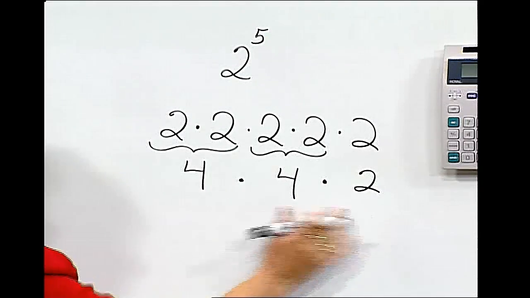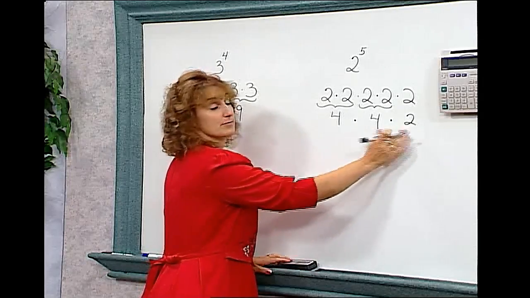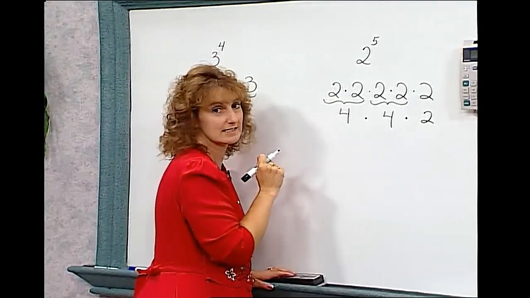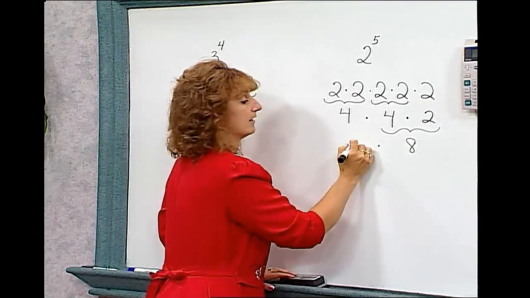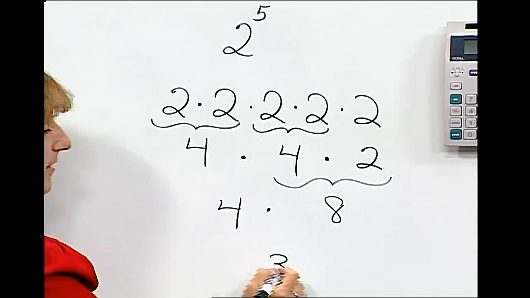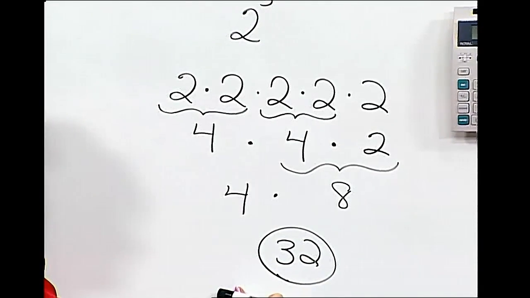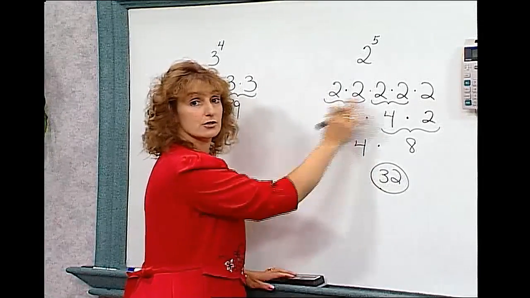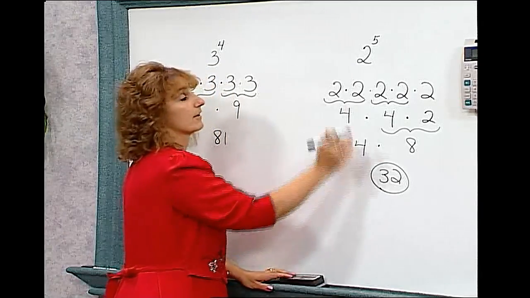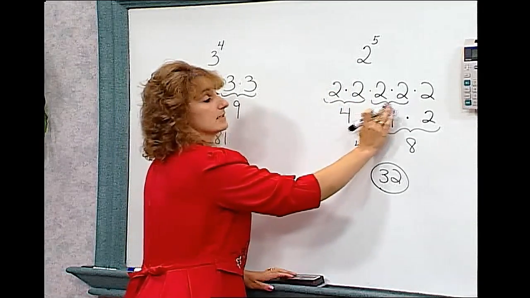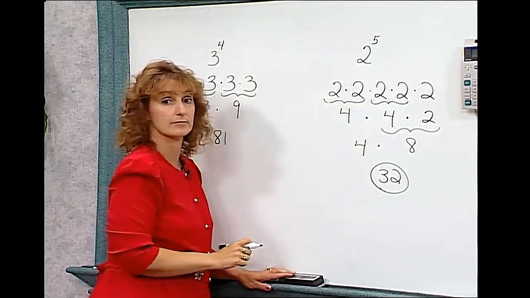Again, you can group any way you want. If you think about it, we could do 16 times 2. I don't have my 16 times tables memorized, so I'm going to group these two and make it 4 times 8 because I have that memorized. 2 to the fifth is 32. So when you're working these by hand, use grouping to help yourself figure it out. But remember, the base is here written 5 times. The exponent tells you how many times.